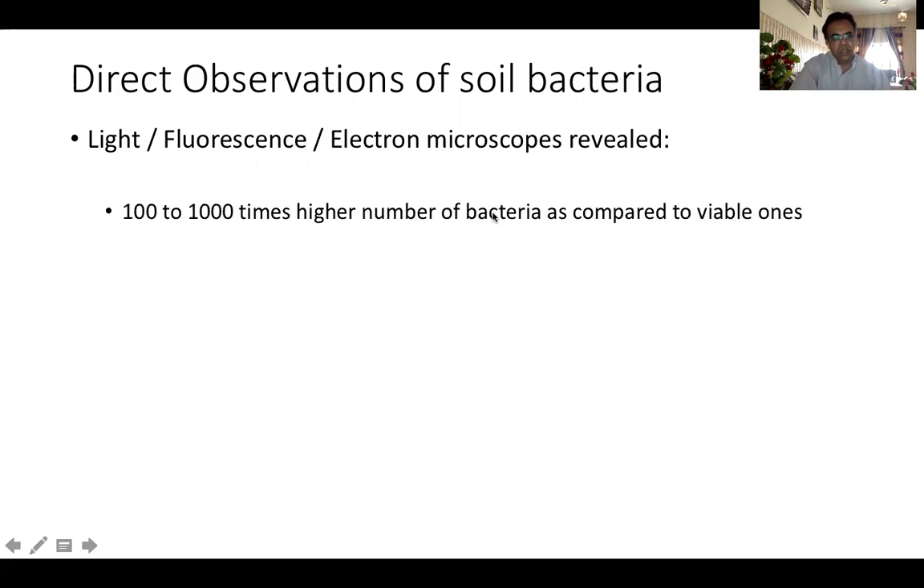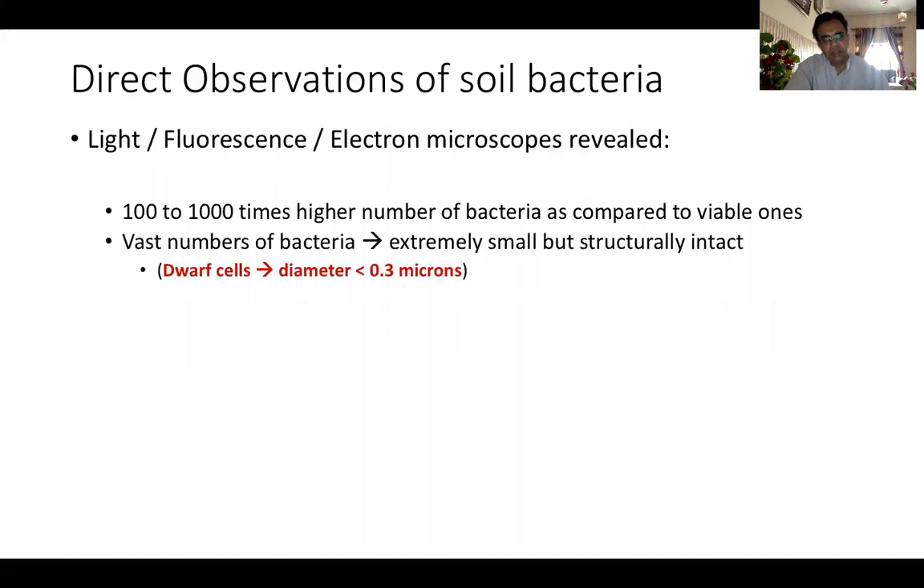And these methods revealed that around 100 to 1,000 times higher number of bacteria are visible and are present in the soil as compared to the ones that are viable. Viable means when you culture, they appear as colonies. And vast numbers of bacteria are extremely small, although they are structurally intact. Such bacteria are so small that their diameter is less than 0.3 microns.